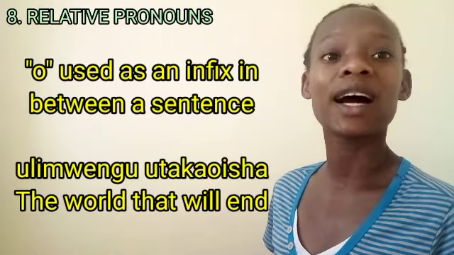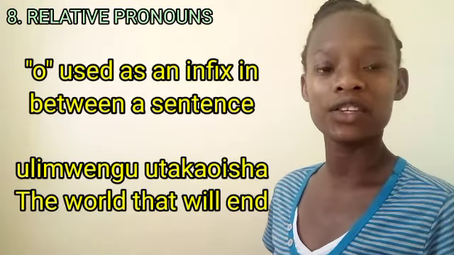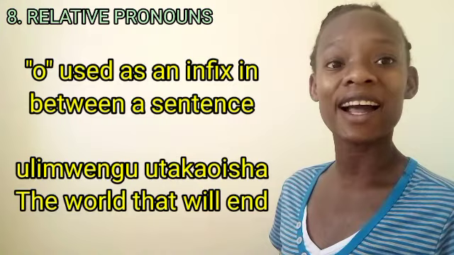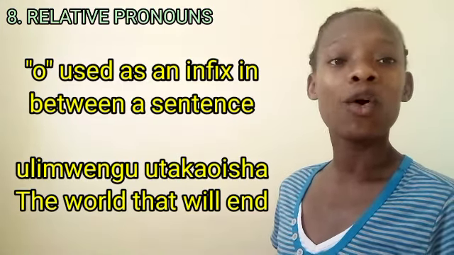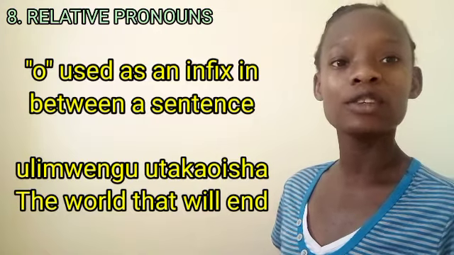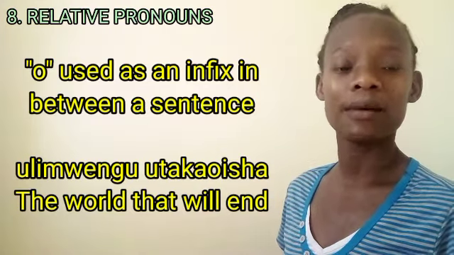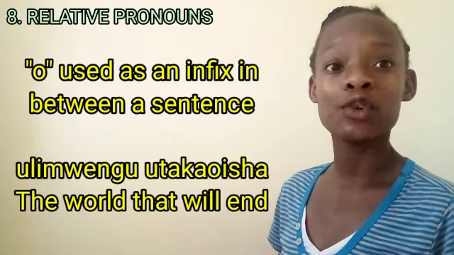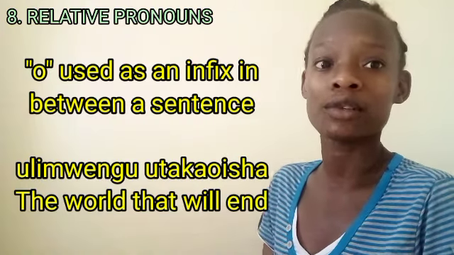Ulimwengu utakao isha. And note, we have added a ka. We have added a ka because when you use O as an infix, we need to add a ka. That is a rule that is followed when we are using the relative pronoun. So that's why I told you to check the video on amba, so that you can know more rules.